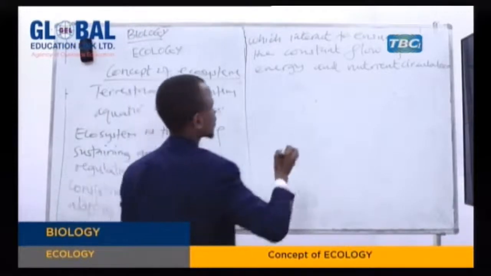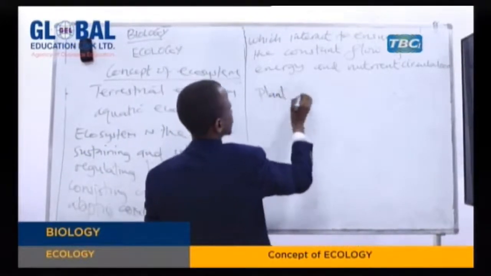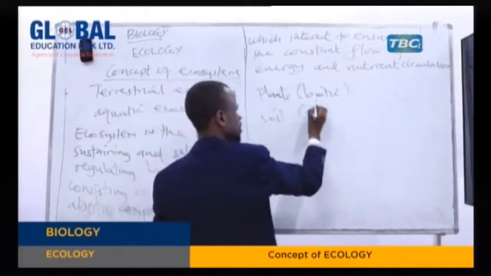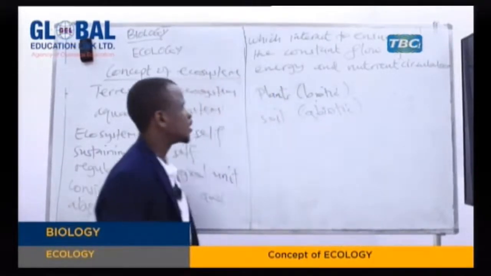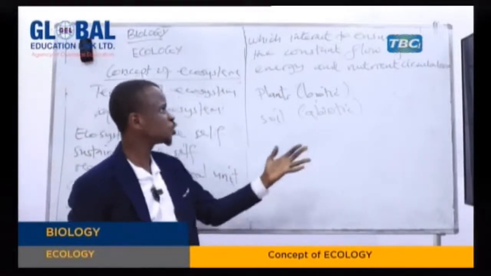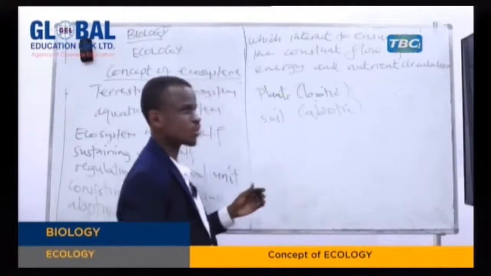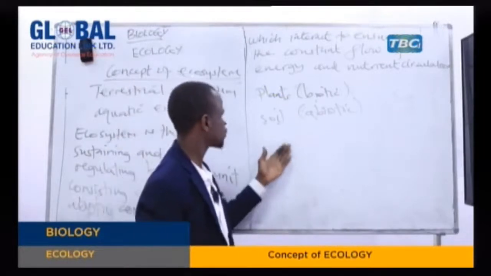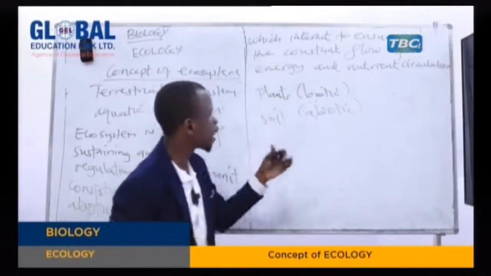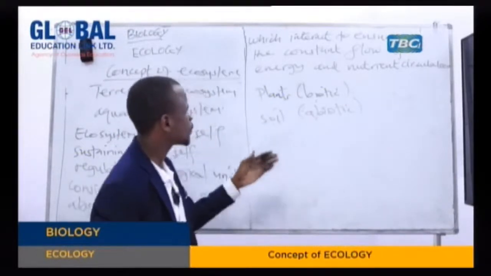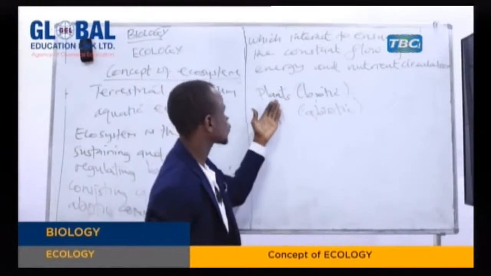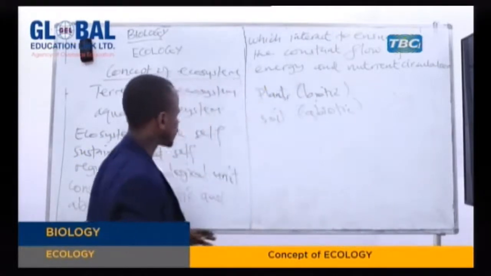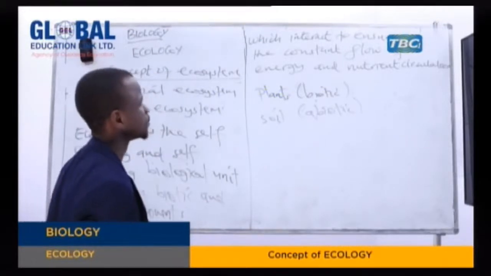My student, plants, which are biotic, and the soil, which is abiotic, always interact to ensure nutrient circulation and energy flow. A plant absorbs water from the soil. A plant takes nutrients like nitrogen and phosphorus from the soil. A plant will be eaten by animals. Therefore, they are always in interaction.